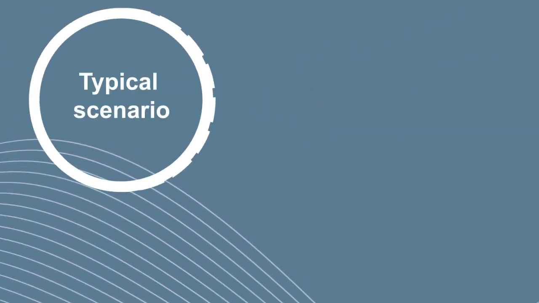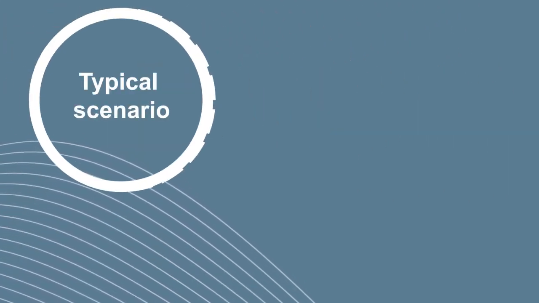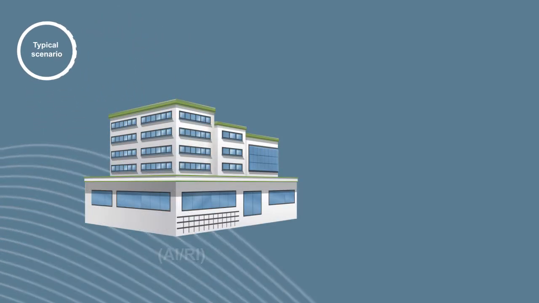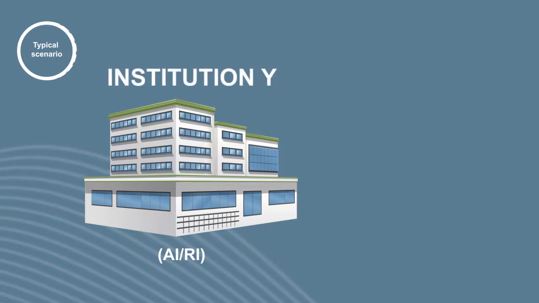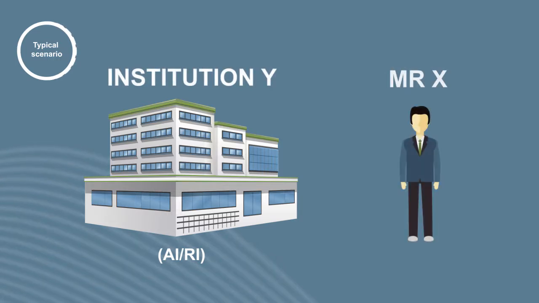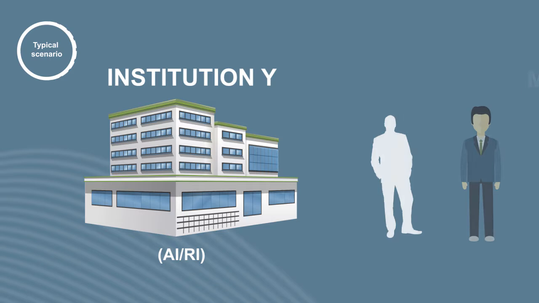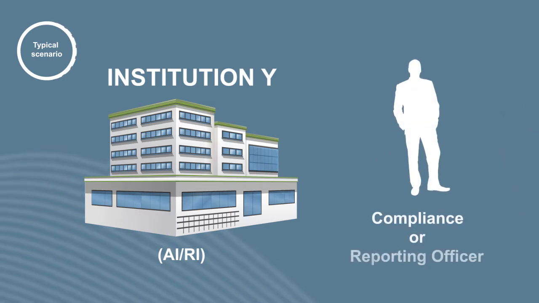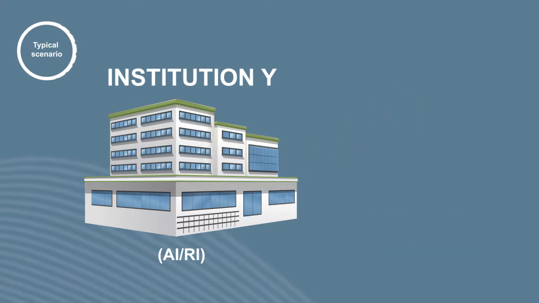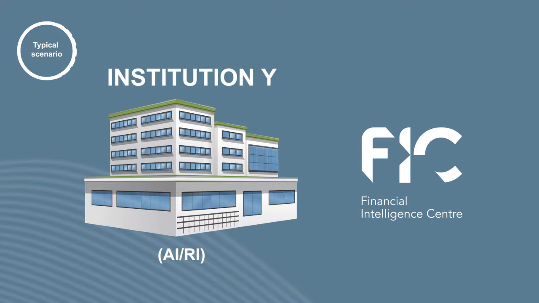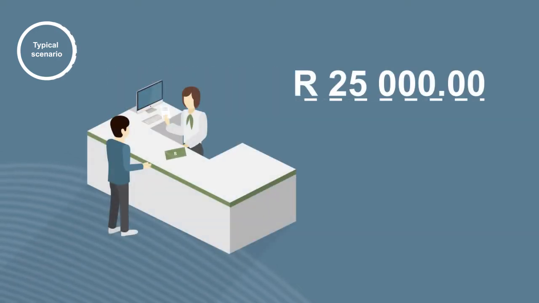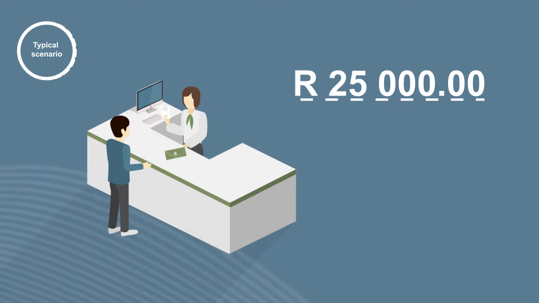Let's look at a typical scenario that we will use in this reporting exercise. Say the accountable or reporting institution is Institution Y, and Mr. X is their client. It is also assumed that you, the viewer of this video, are the compliance or reporting officer of Institution Y and are responsible for reporting to the FIC. Mr. X walks in and pays 25,000 Rand in cash to Institution Y at its premises.